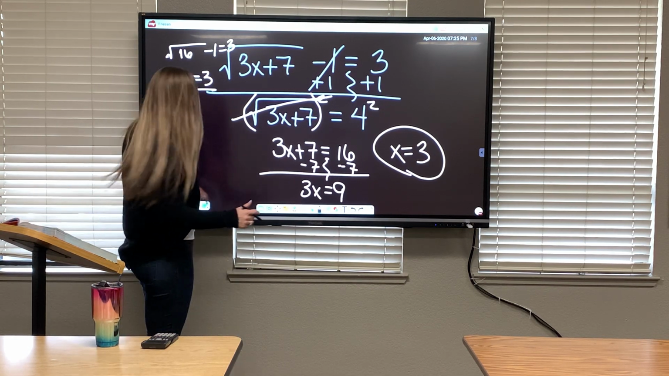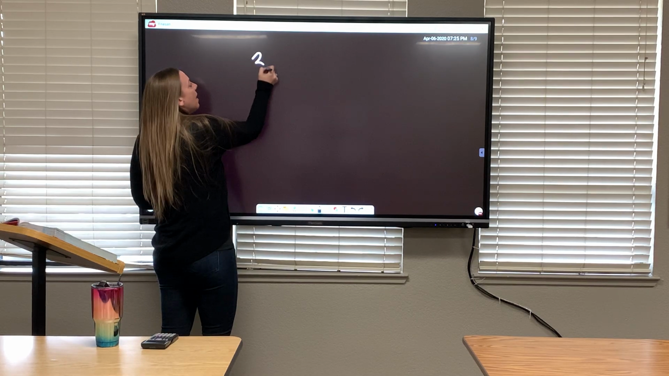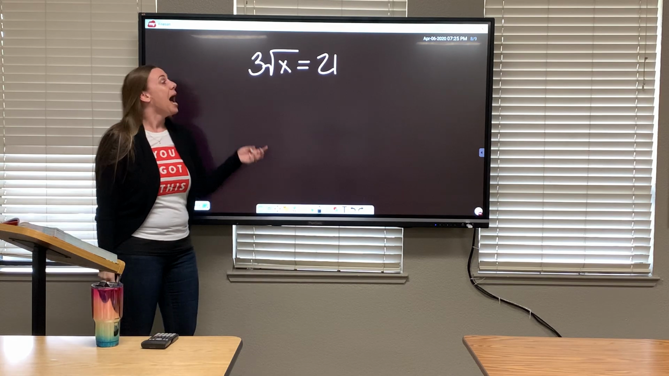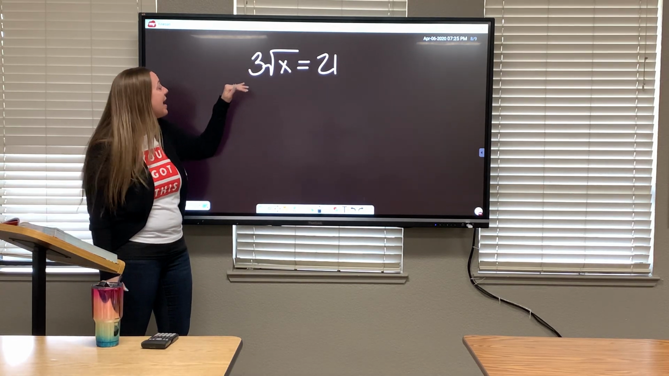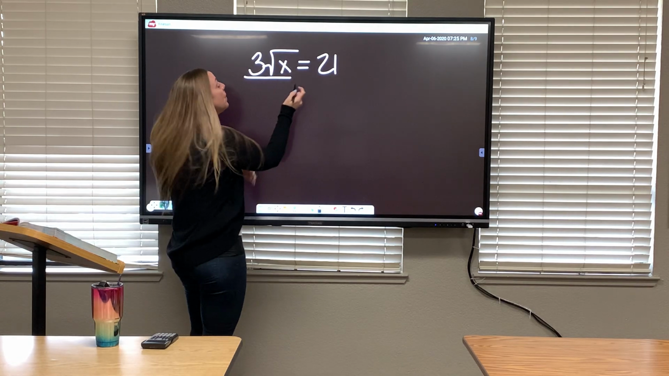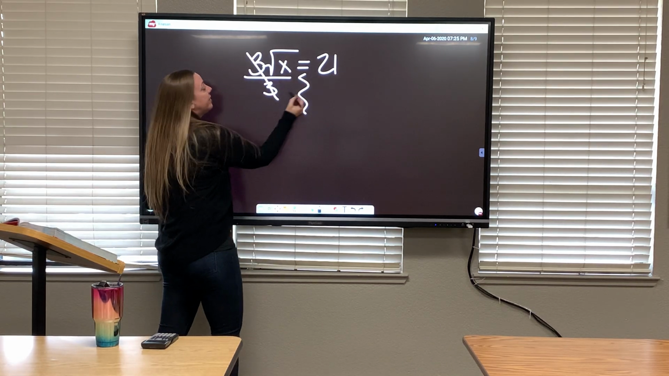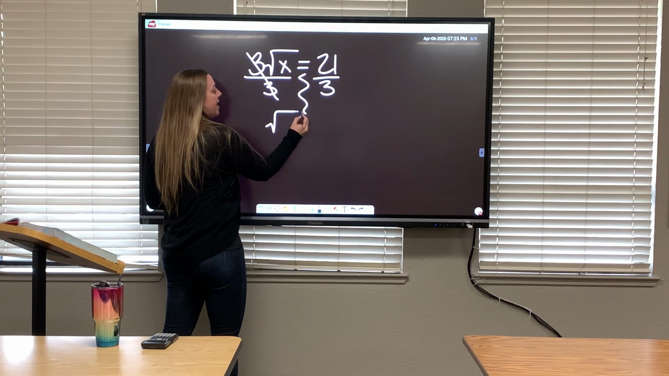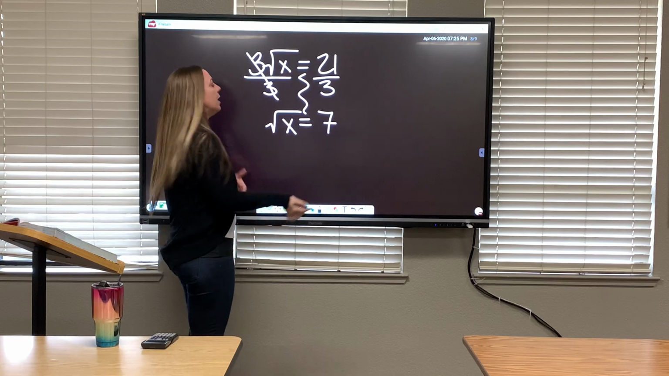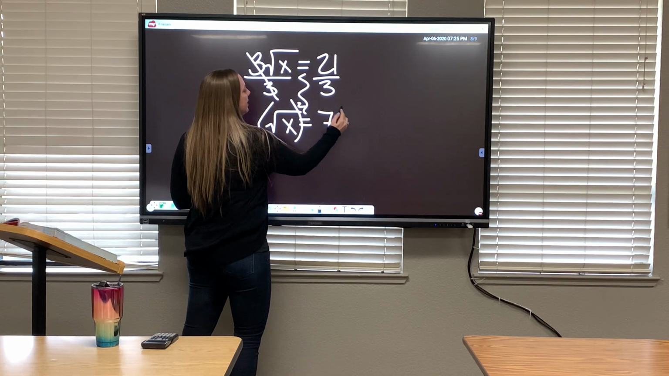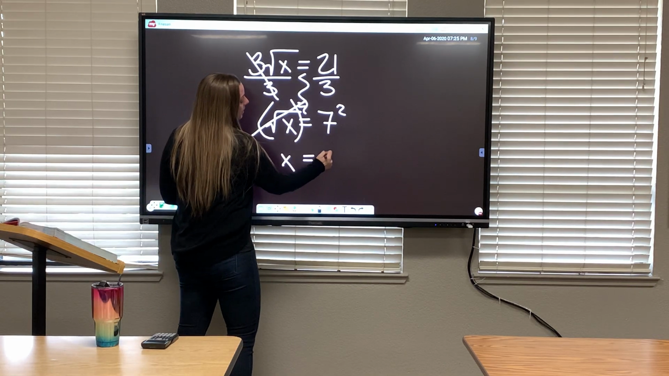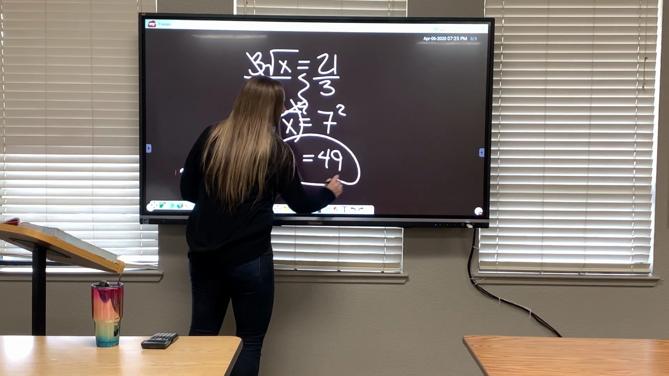Okay, let's say I have something like this. 3 times the square root of x equals 21. Again, I don't have a radical by itself. I have to get it by itself. So in this case, when it's smushed up next to each other, it's multiplying. So I want to divide both sides by 3. Then I'm left with the square root of x equals 7. Now I can go back to what I was doing before. Square both sides. That cancels out the radical over here. I get x equals 49.